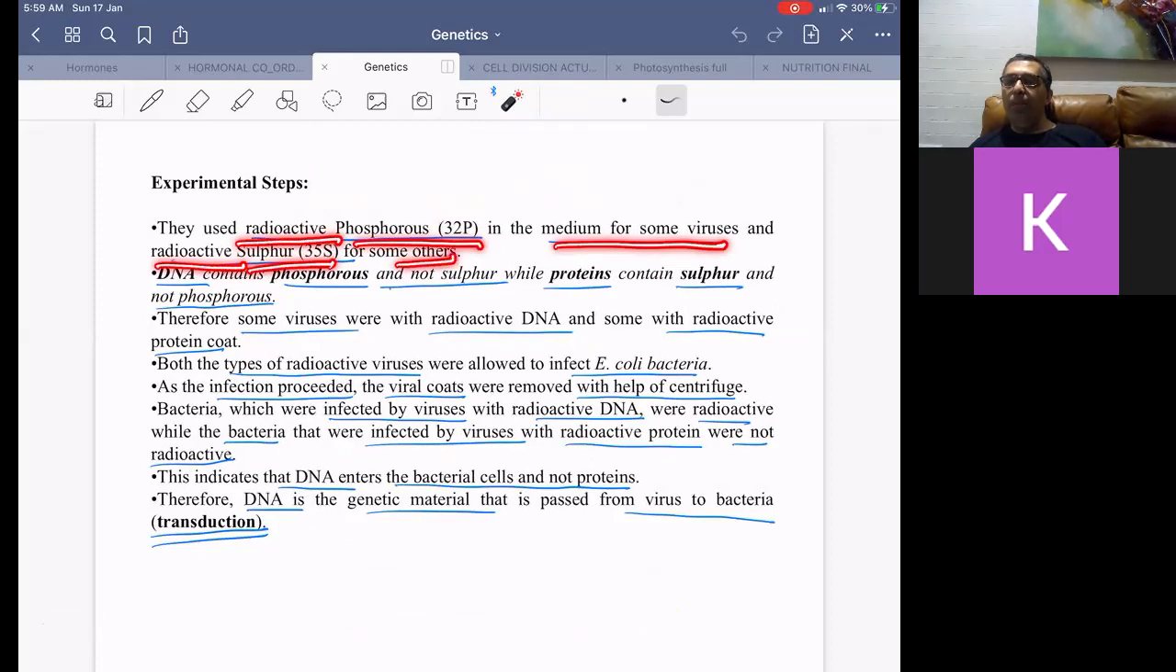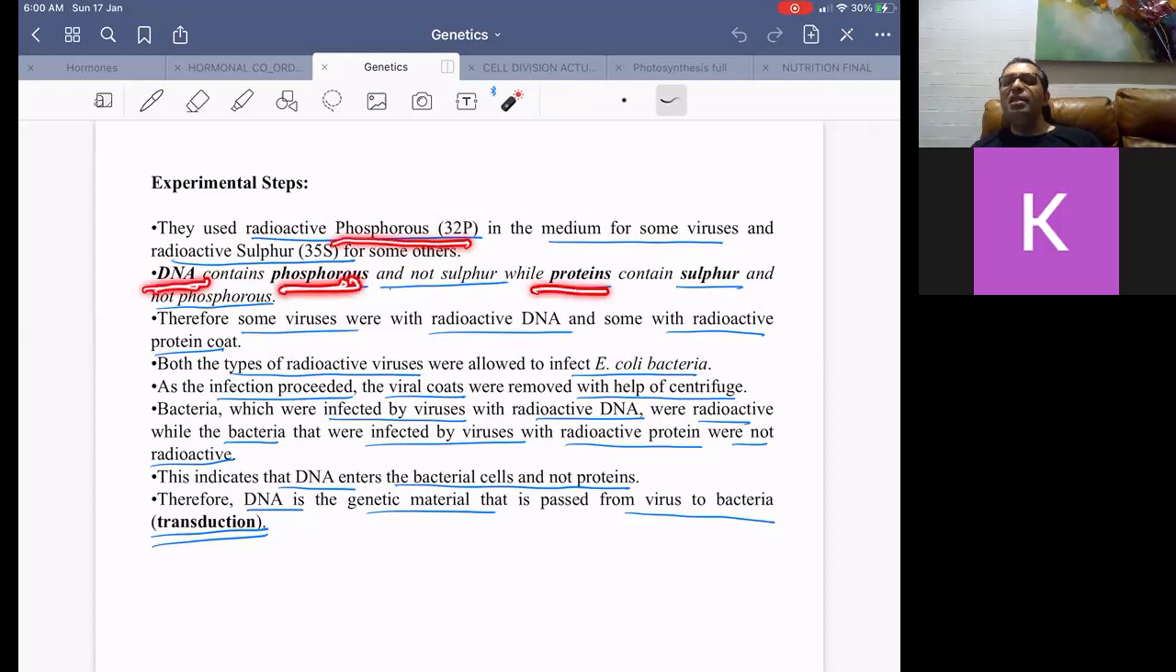So P32 is used, S35 is also used. What is the idea of using these two isotopes? Phosphorus P32 goes in the DNA. Phosphorus is a part of phosphoric acid. So when P32 is used, DNA becomes radioisotopic.